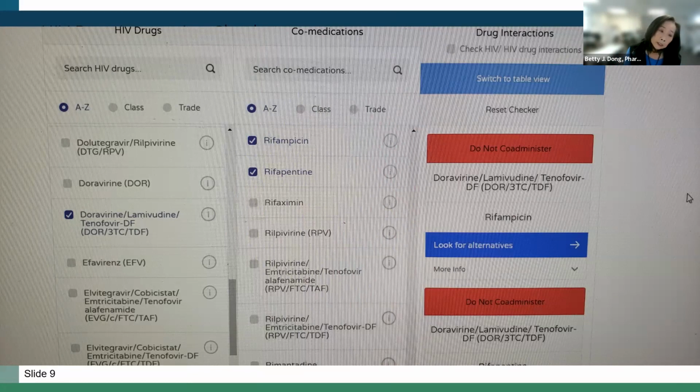I've identified doravirine, lamivudine, tenofovir as the antiretroviral, and I've identified rifampin and rifapentine as the interacting drugs. And you can see on the right side that it says for both of these medications, do not co-administer. If you click on the link of do not co-administer, it gives you all the up-to-date data and recommendations. So this is a tip to use this website. It's a really wonderful website if you haven't explored it yet.